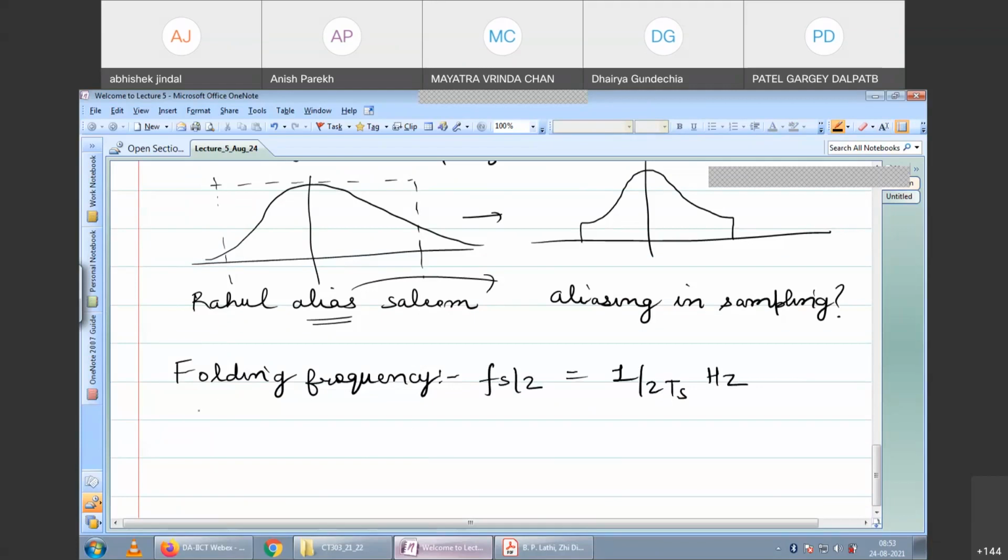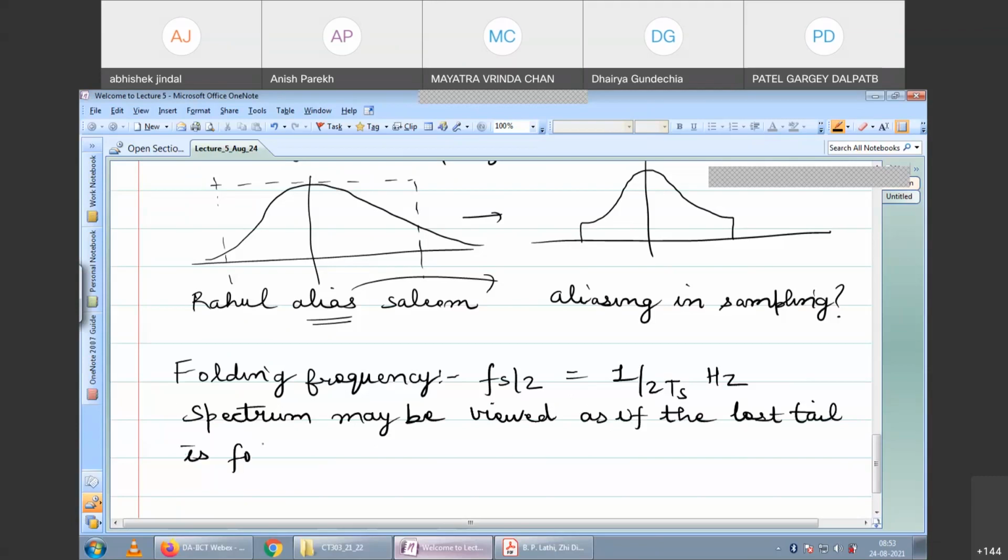At this, what is happening is the spectrum may be viewed as if the lost tail is folding back into itself at the folding frequency.